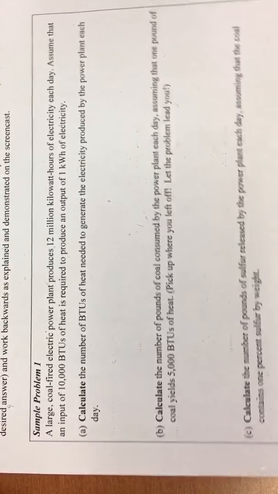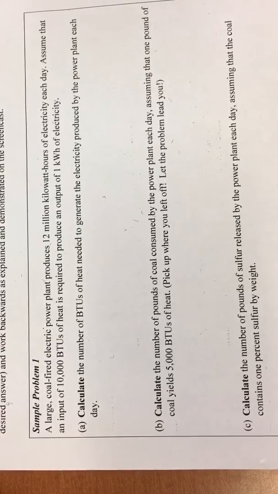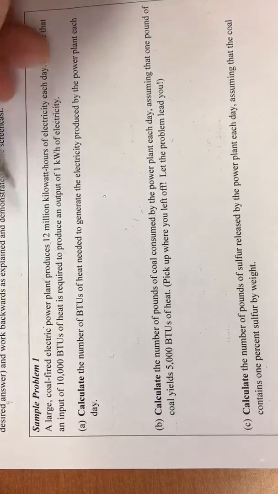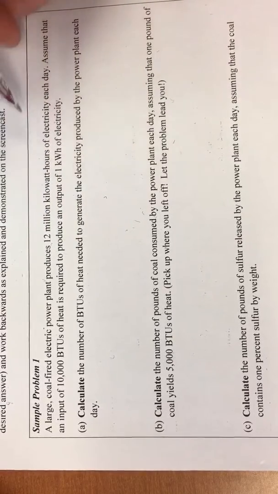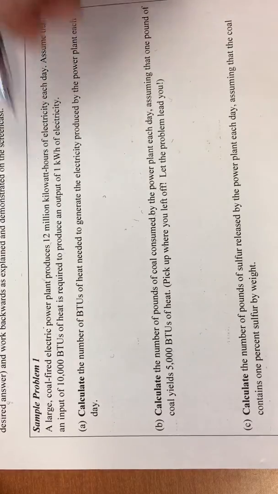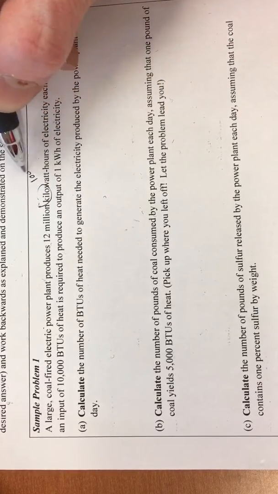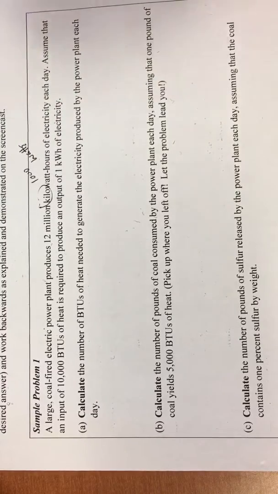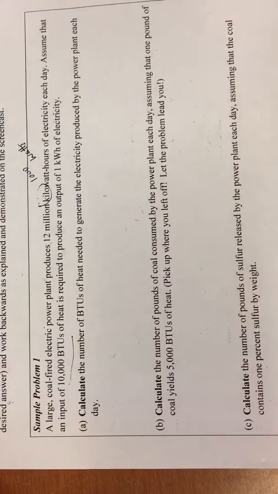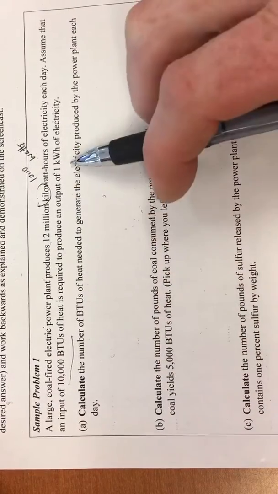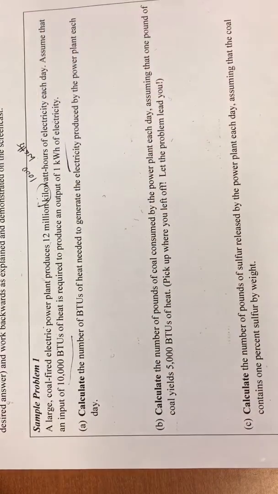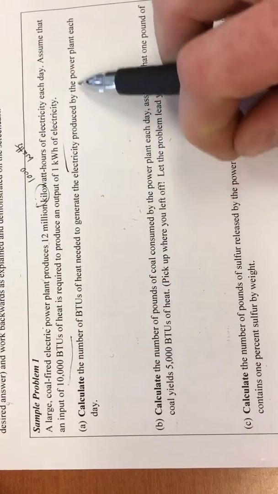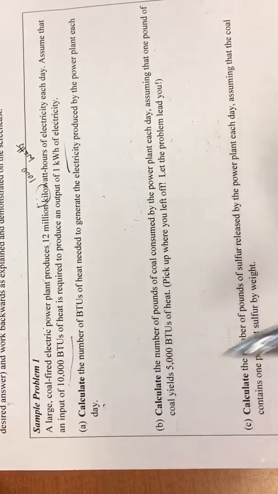We're going to work on the first of our problems. Let's go ahead and read the problem. It states that a large coal-fired electric power plant produces 12 million kilowatt hours of electricity each day. Remember, a kilowatt is 1,000 watts. Assume that the input of 10,000 BTUs, British thermal units of heat, is required to produce 1 kilowatt of electricity. Calculate the number of BTUs of heat needed to generate the electricity produced in the power plant each day.